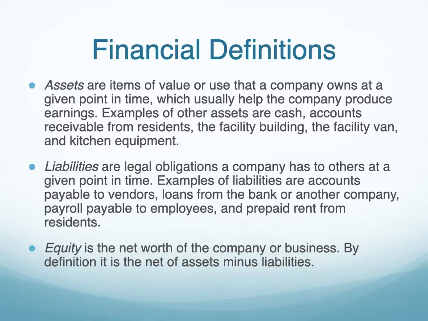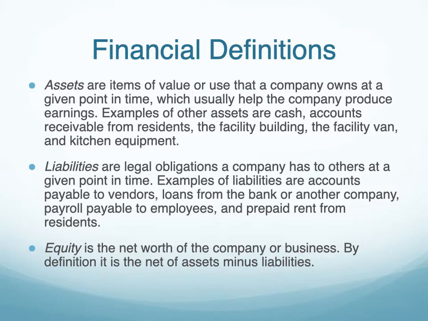Financial definitions continued. Assets are items of value or use that a company owns at any given point in time, which usually help the company produce earnings. Examples of assets are cash, accounts receivable from the residents, the building, the facility van, the kitchen equipment, the furniture, fixtures.